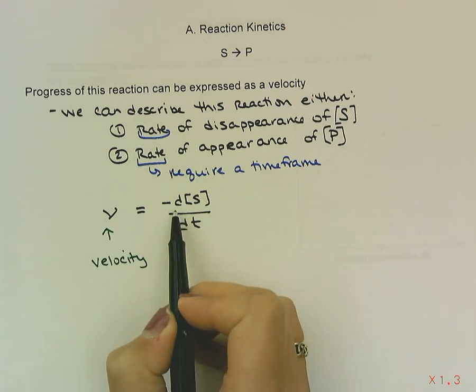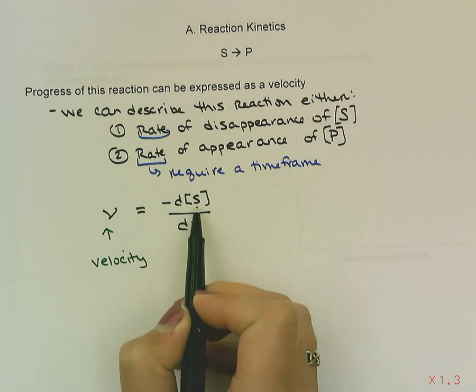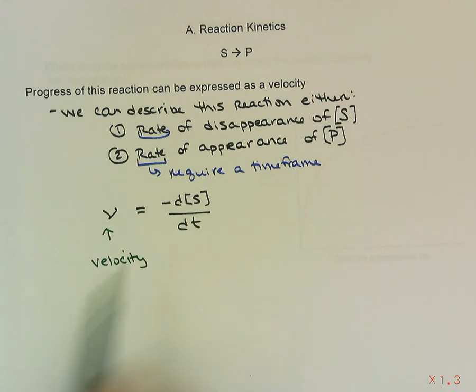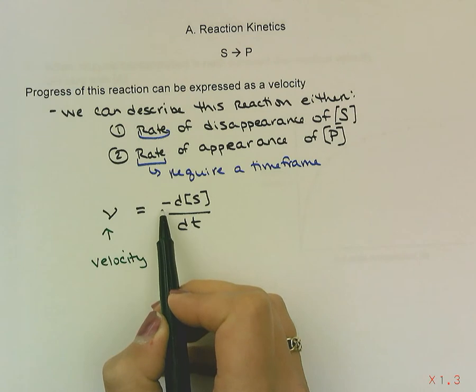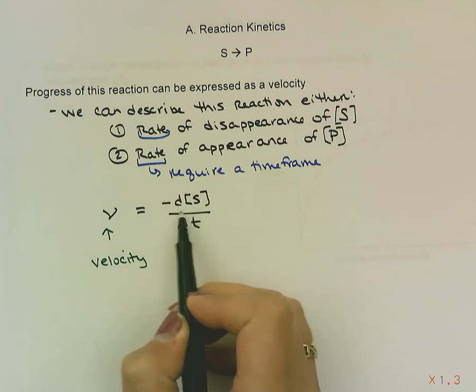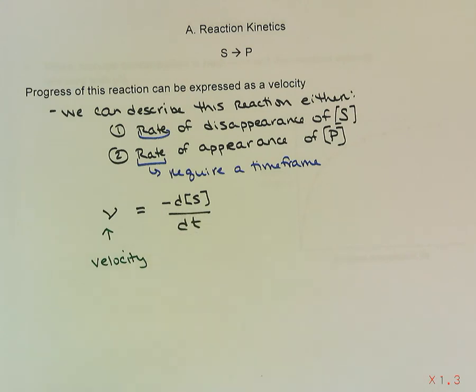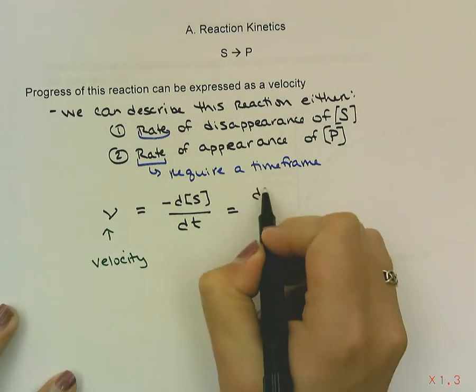All right, so I'm saying change in substrate concentration over a change in time. Why do I have it as a negative? Because it's disappearing, right? You're looking at the disappearance of substrate concentration over a change in time. So if that's the disappearance of substrate over time, I could also measure the appearance of P.